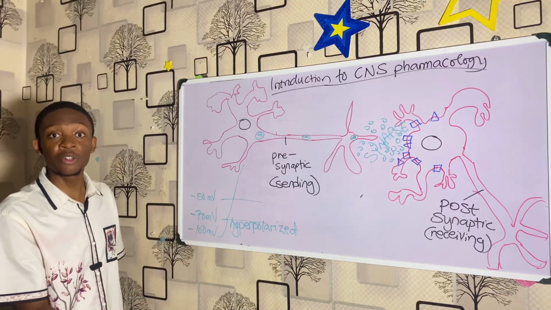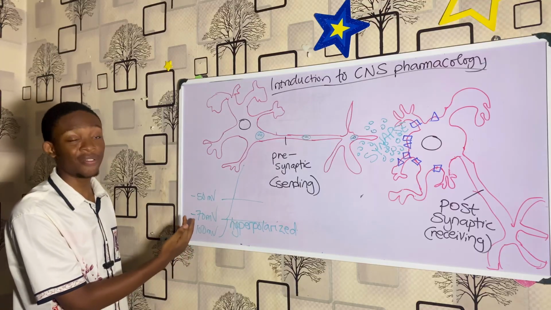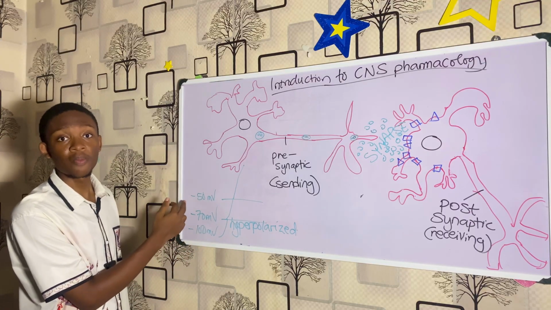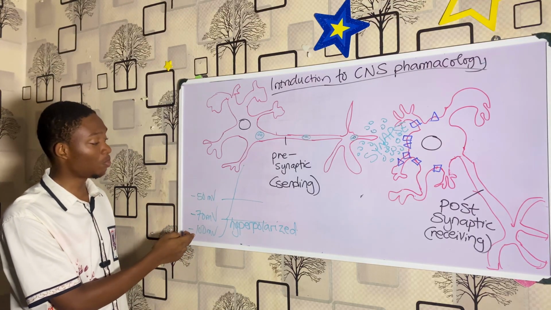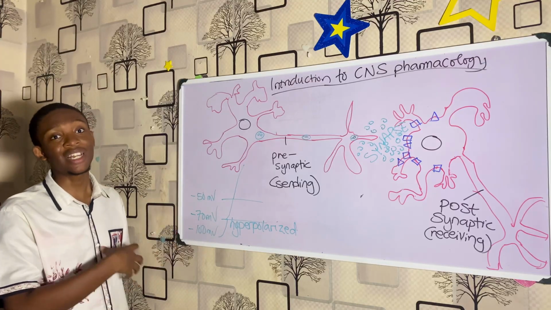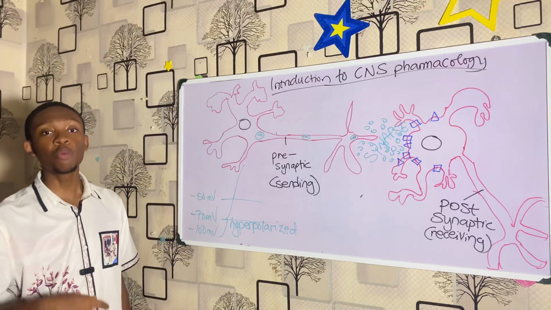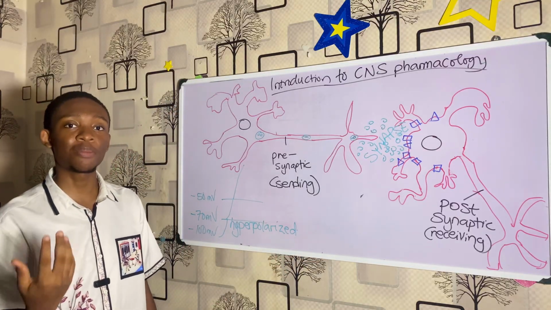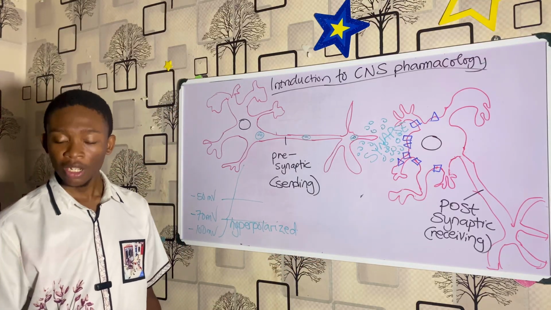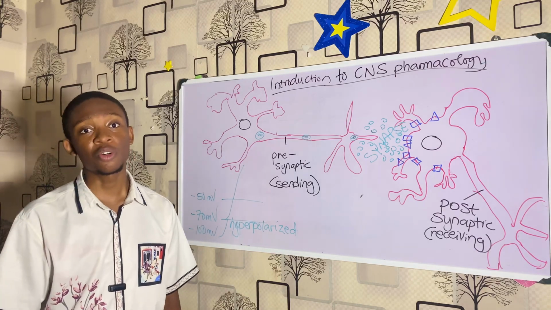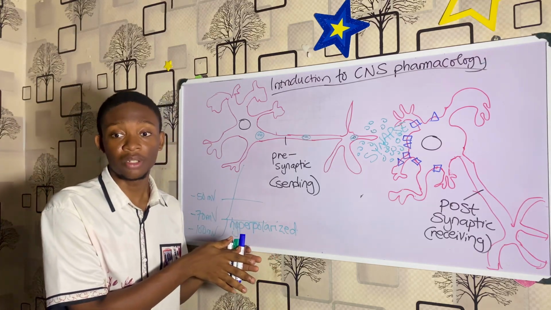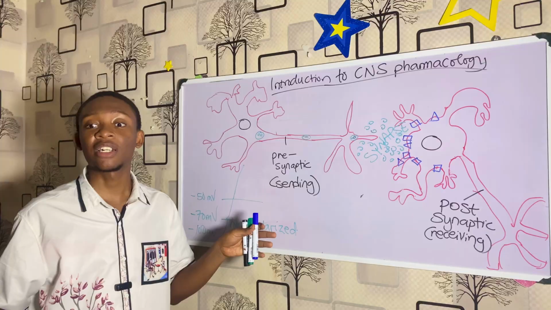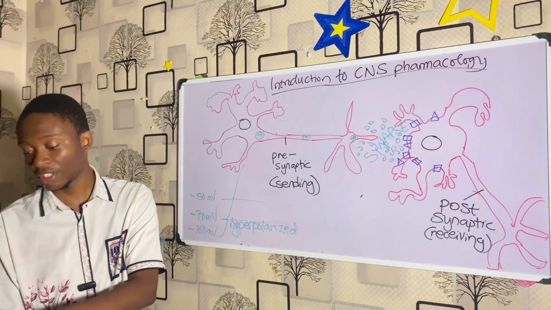Now, as you already know, when the cell becomes more negative, it's farther away from the threshold. And this would mean that the cell becomes more difficult to fire, and so we call it an inhibitory postsynaptic potential. What are examples of neurotransmitters that cause excitatory postsynaptic potential? And what are examples of neurotransmitters that can cause inhibitory postsynaptic potential?